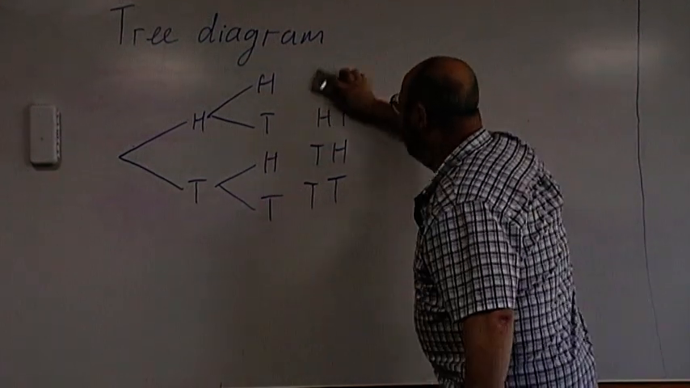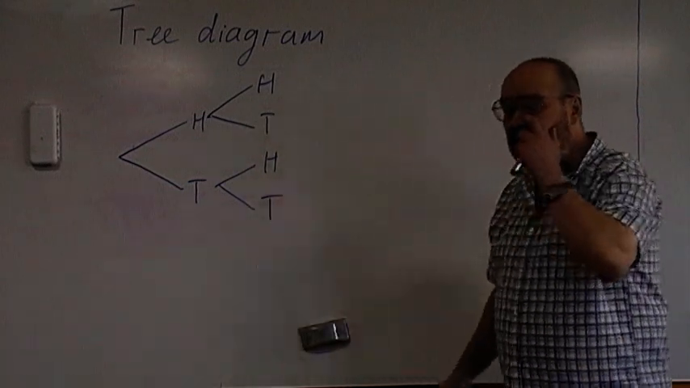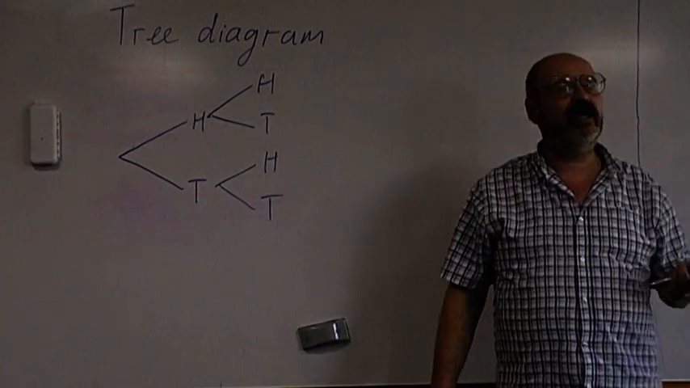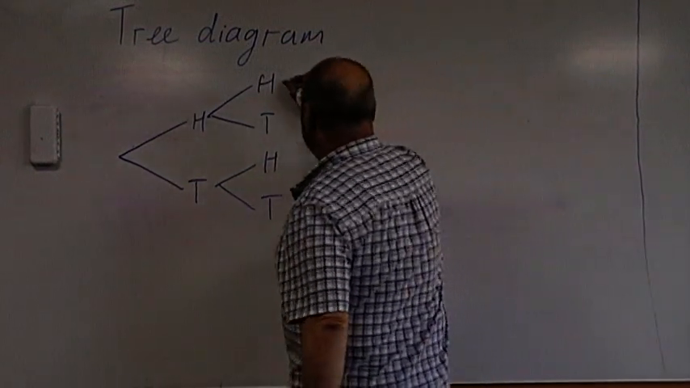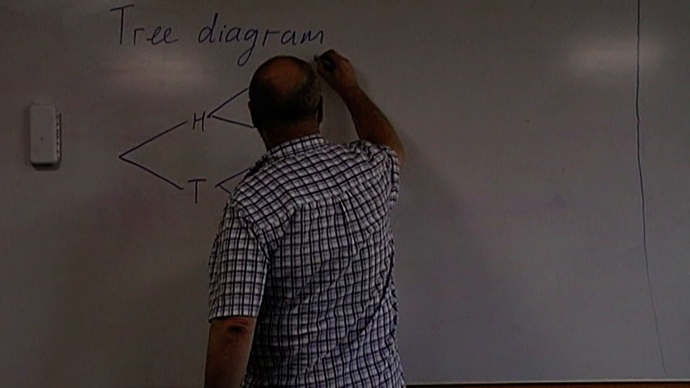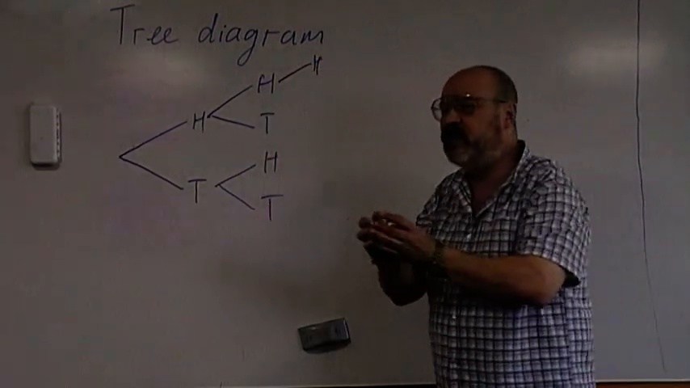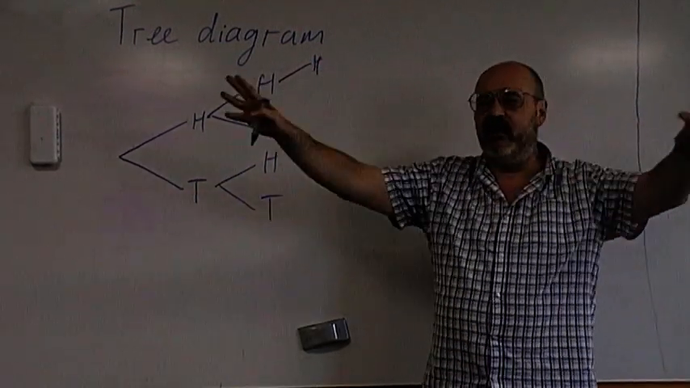Now let's consider if we toss the coin a third time. When we toss a coin a third time, we again can have either head or tail. So we continue our tree diagram. And you can see why it's called a tree. It's like branches of a tree going.